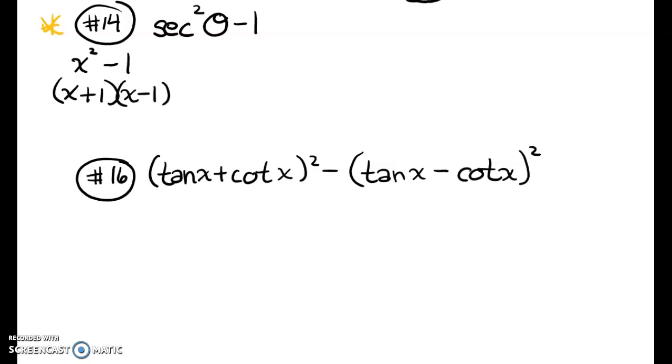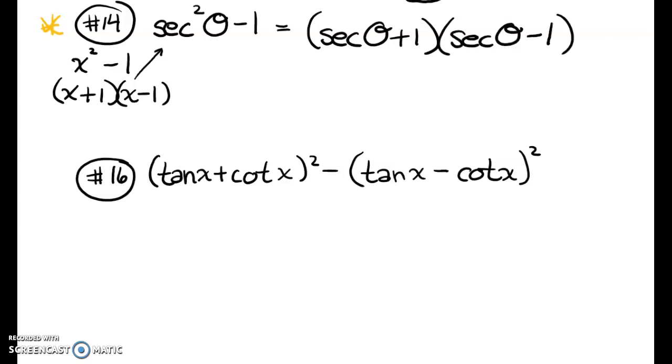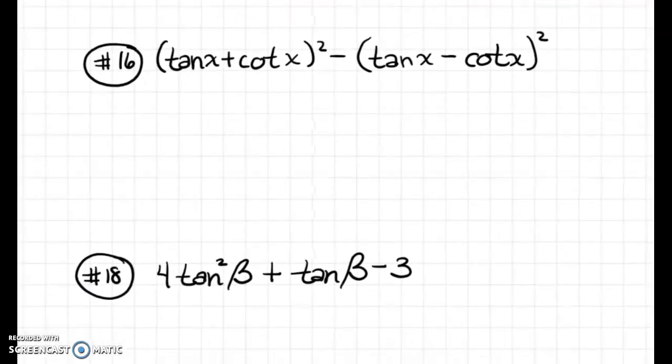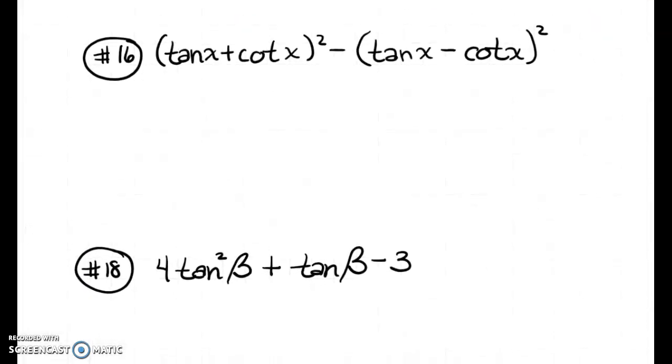What if x was the secant? Okay, if x was the secant, this is the difference of squares. So I know this is going to be secant of theta plus 1 times secant of theta minus 1. Okay, so how about in this example? Our next example. How can I factor this? Again, it's the difference of squares.